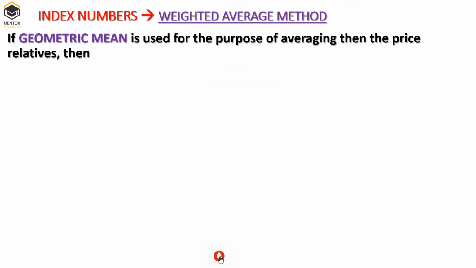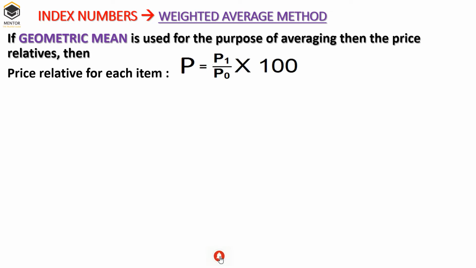Geometric mean is used for the purpose of averaging the price relative. How to proceed with this? Same, we need to find the price relative. What is the price relative formula? P equals P1 by P0 into 100. So how to read the price relative? Price relative of the current year with respect to the base year into 100, which will give the price relative P value. Now after calculating the price relative, we have to take the log of this value. So calculate log of each price relative. So we need to find log P.